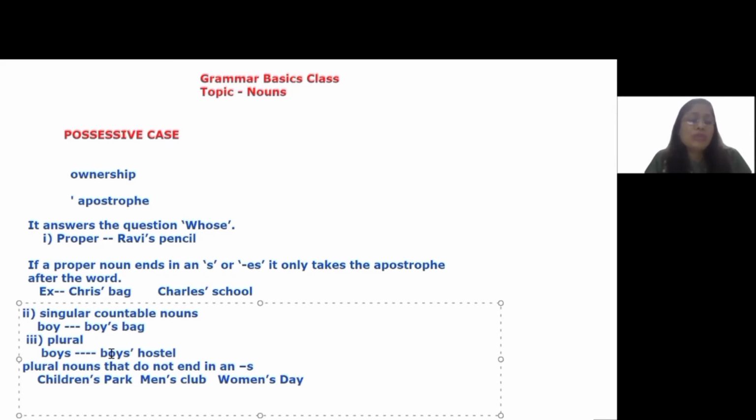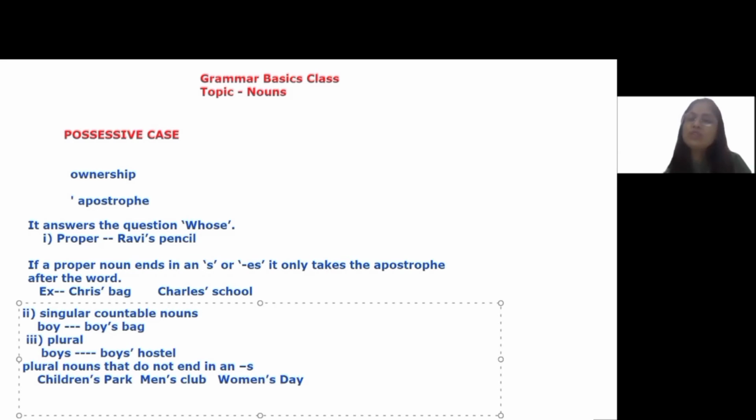Now, some plural nouns do not end in an S, the unusual nouns. In that case, I make use of the apostrophe and S after that word. So it is going to be Children's Park, Women's Day, and so on.